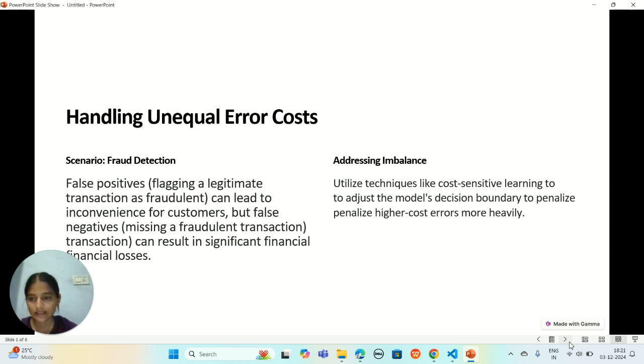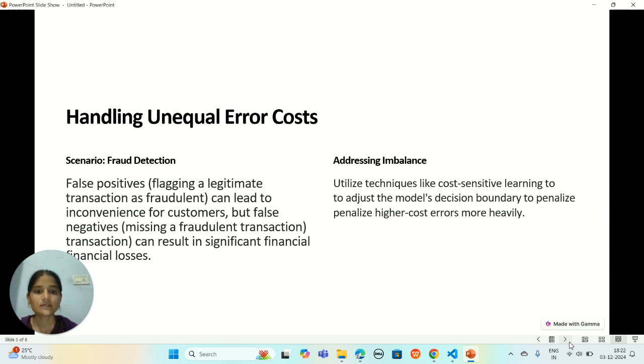The next topic is handling unequal error costs. There are two parts: scenario, fraud detection, and addressing imbalance. First one is the fraud detection scenario. A false positive, flagging a legitimate transaction as fraudulent, can lead to inconvenience for the customer, but a false negative, missing a fraudulent transaction, can result in significant financial losses.